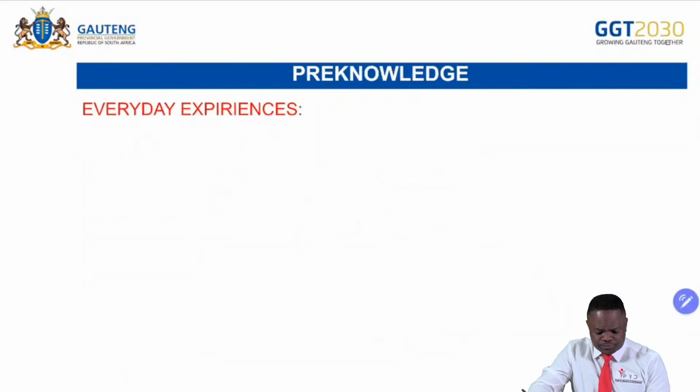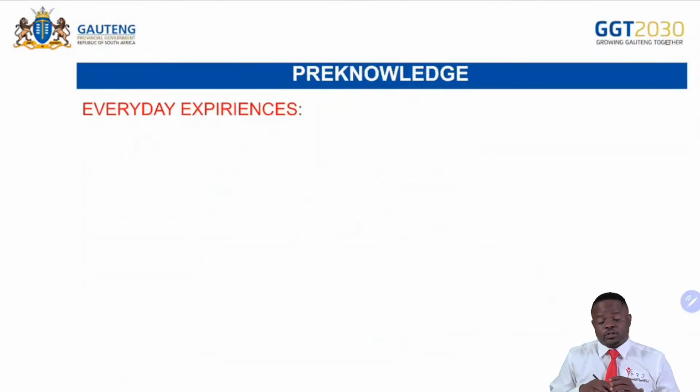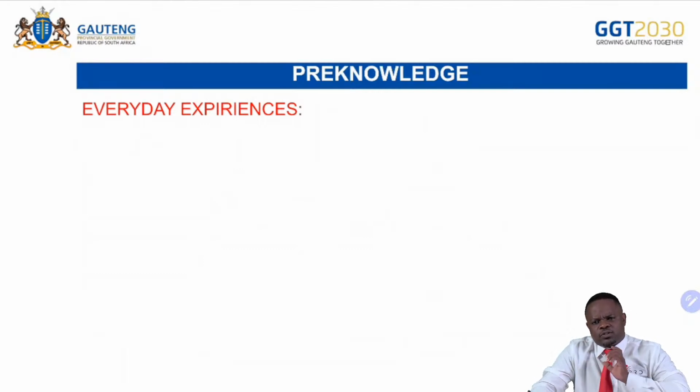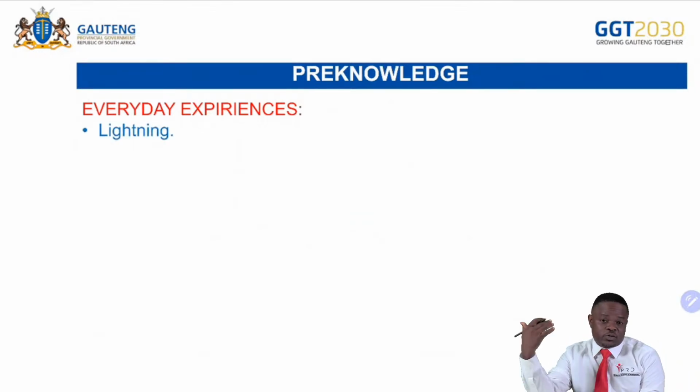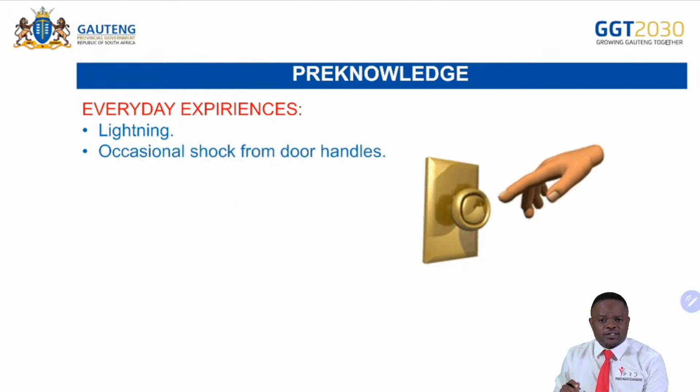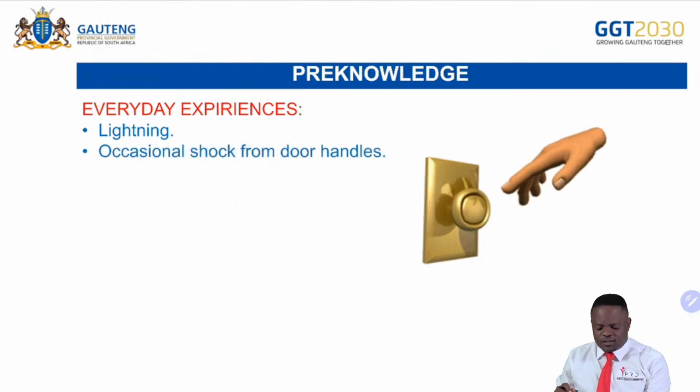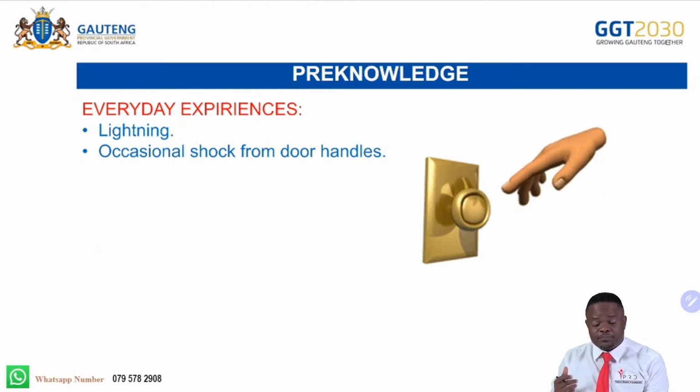So what is our pre-knowledge? We want to talk about electrostatics. Our pre-knowledge starts off with our everyday experiences. The moment you see lightning, I believe these days lightning is so much around us. Think of the occasional shock when you touch the door handle. All of us have gone through these experiences, and they have to do with our topic for today, electrostatics.